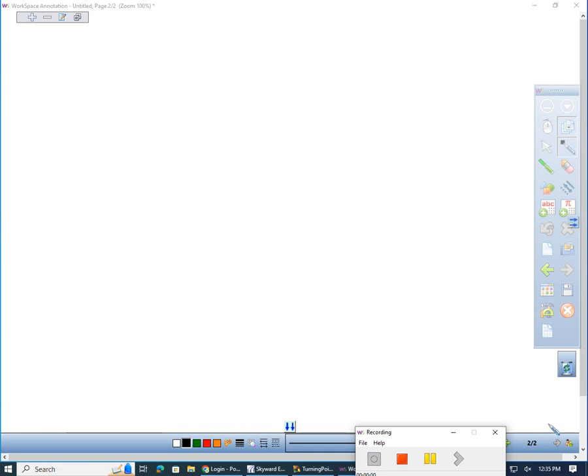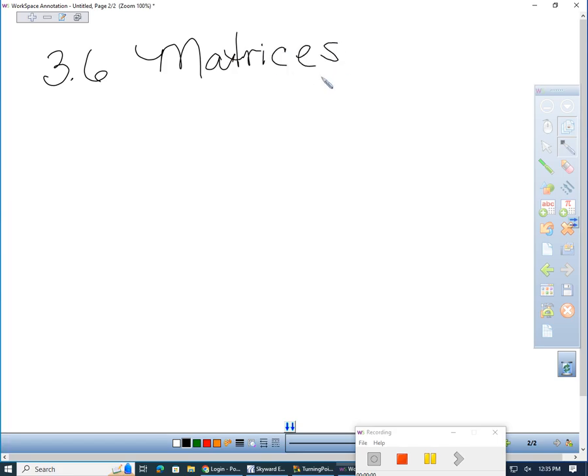Today we move on to 3.6. And before we can introduce our final method for solving systems, we have to talk about some basic things first. So 3.6 is matrices.